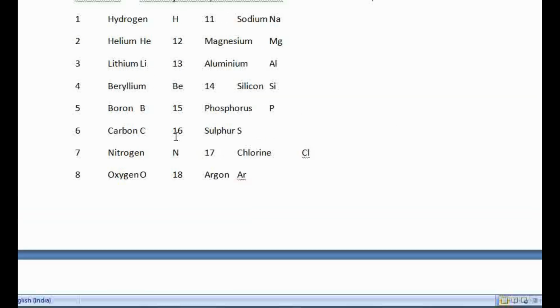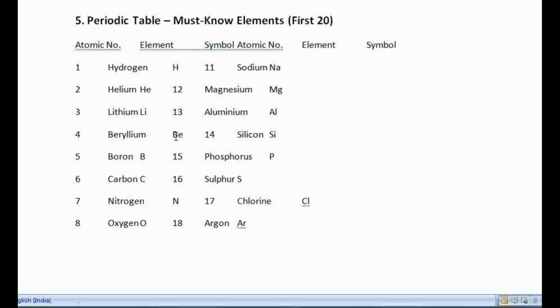What about the periodic table? This periodic table is also important. At least you should remember the first 20. You must remember or know the elements. The first 20: they are hydrogen H. Next, atomic number 2 is helium He, and atomic number 11 is sodium. Like that you should remember all of them.